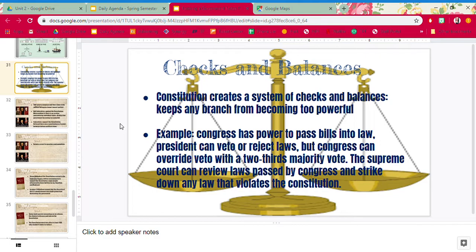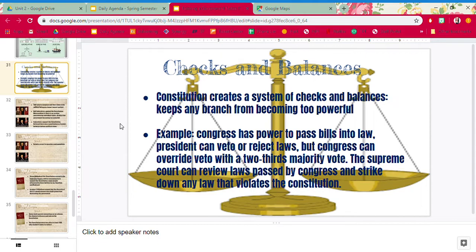No one branch can do whatever they want. Okay, that's so important. The president cannot do whatever they want. Members of Congress cannot do whatever they want. The Supreme Court cannot do whatever they want. Every branch oversees another branch in a certain way, and we call these checks and balances.